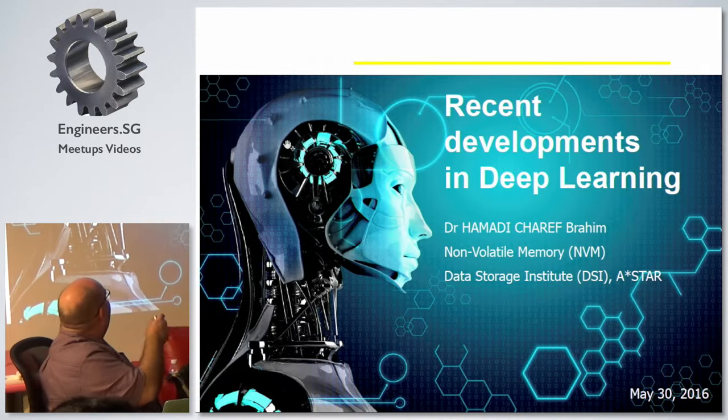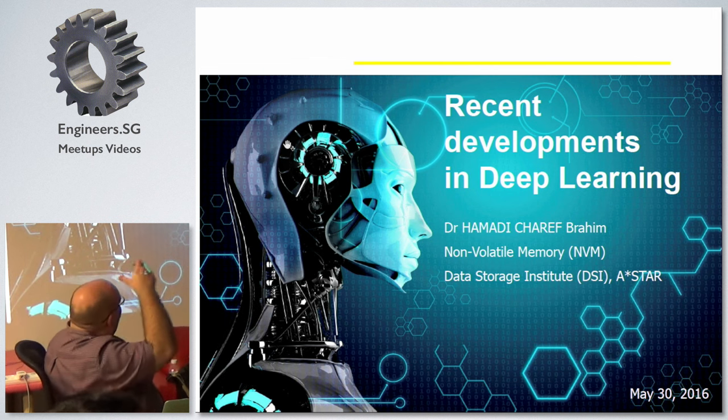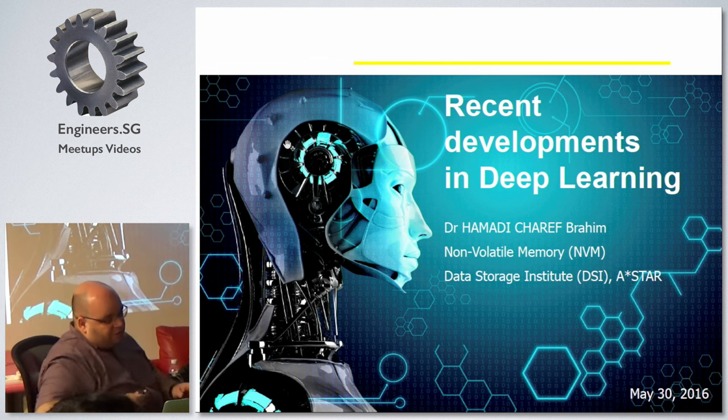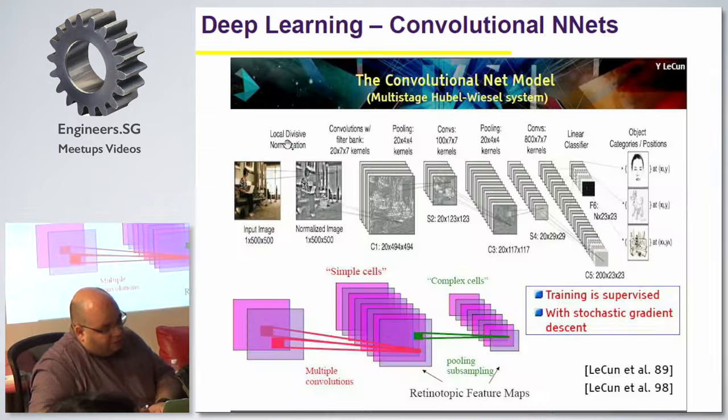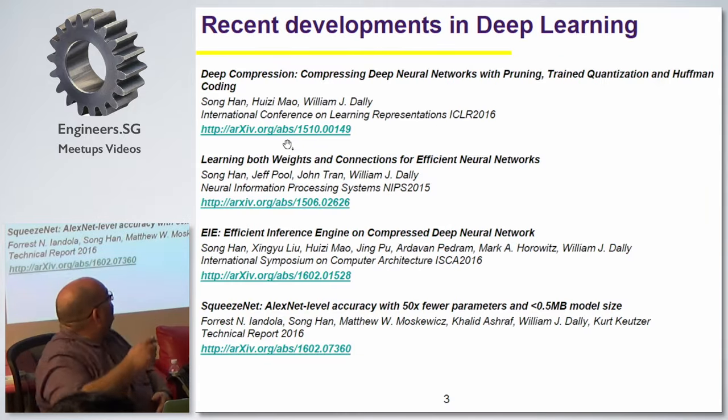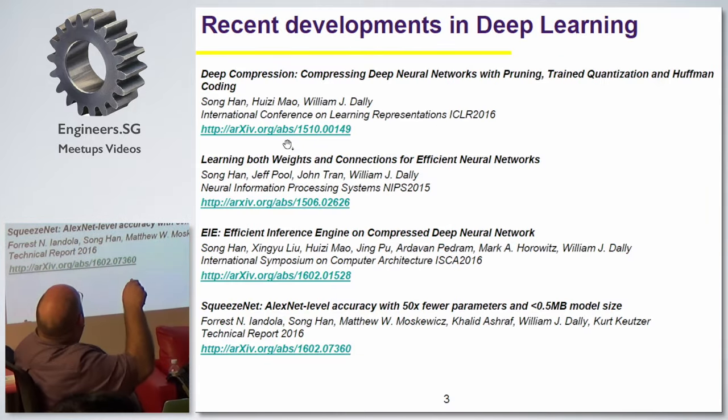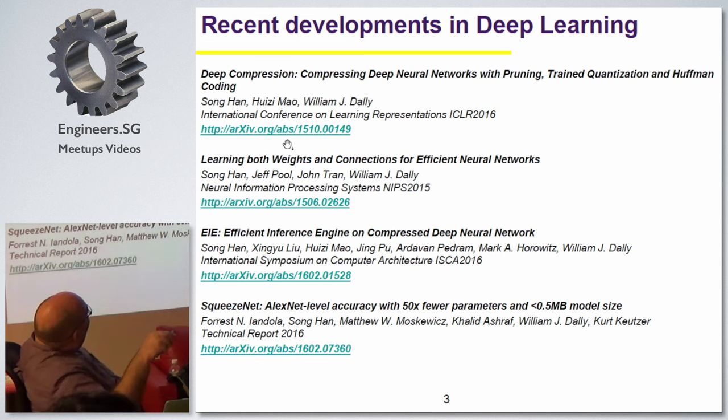Okay, so basically I'm very interested in this topic, deep learning, and there's a couple of papers that came out recently. The main one really is this one, Deep Compression, which looks at compressing the weights within those neural networks by pruning, training, quantization, and Huffman coding.